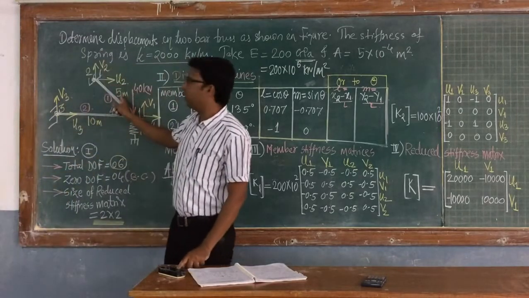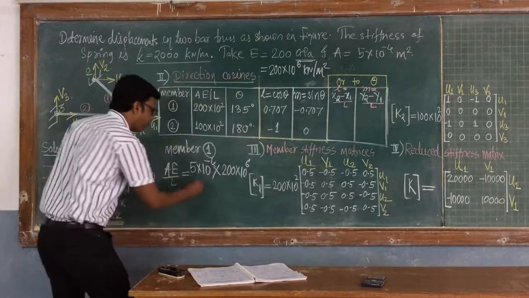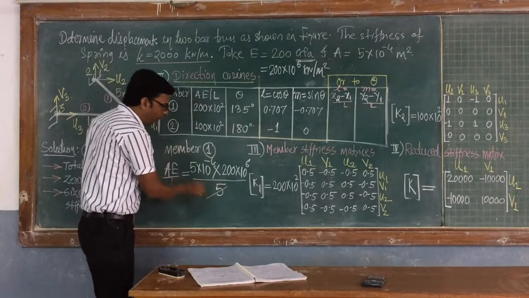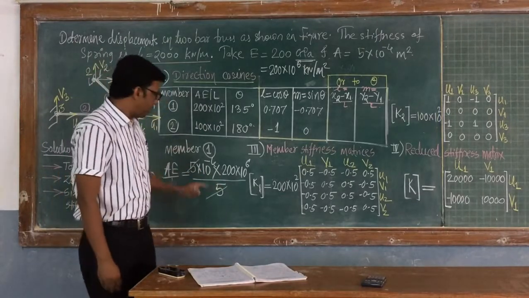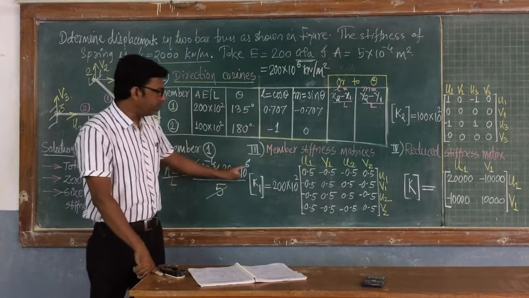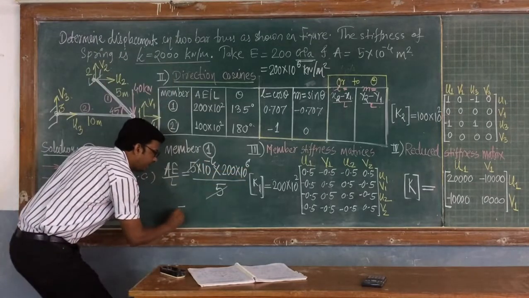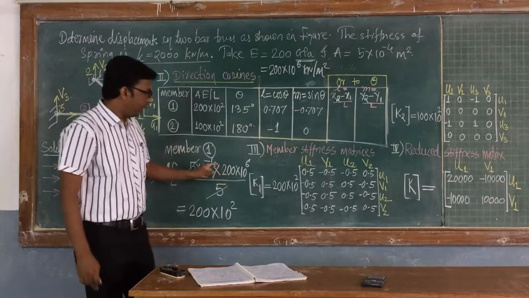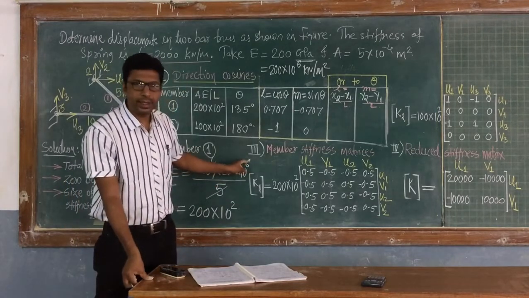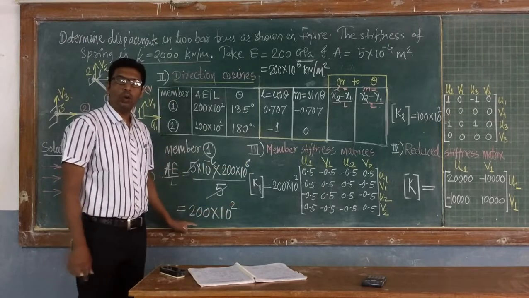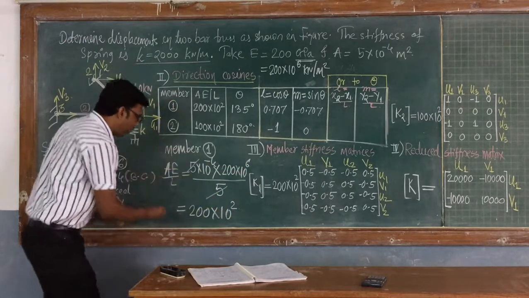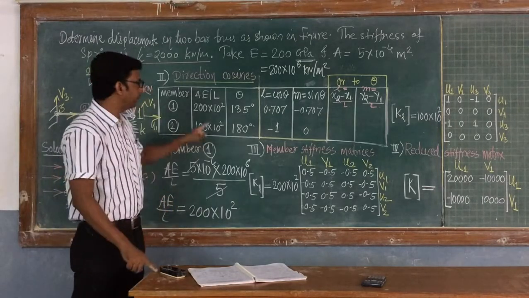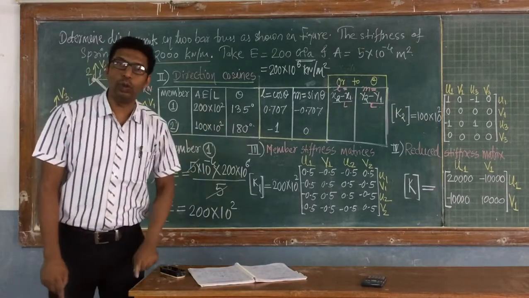L of member 1 is 5 meter. So this 5 will get cancelled. This 10 raised to minus 4 into 10 raised to 6, the answer is 200, minus 4 plus 6, the answer is plus 2. 200 into 10 raised to 2 is the value of A by L for member 1.